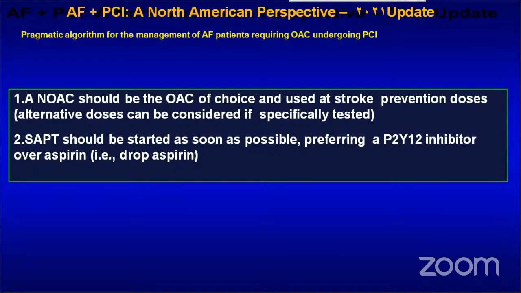Then, according to this, NOAC should be the oral anticoagulant of choice and used at stroke prevention doses. Alternative doses can be considered if specifically tested. And single antiplatelet should be started as soon as possible, preferring a P2Y12 inhibitor over aspirin. Drop aspirin in this situation. Next.